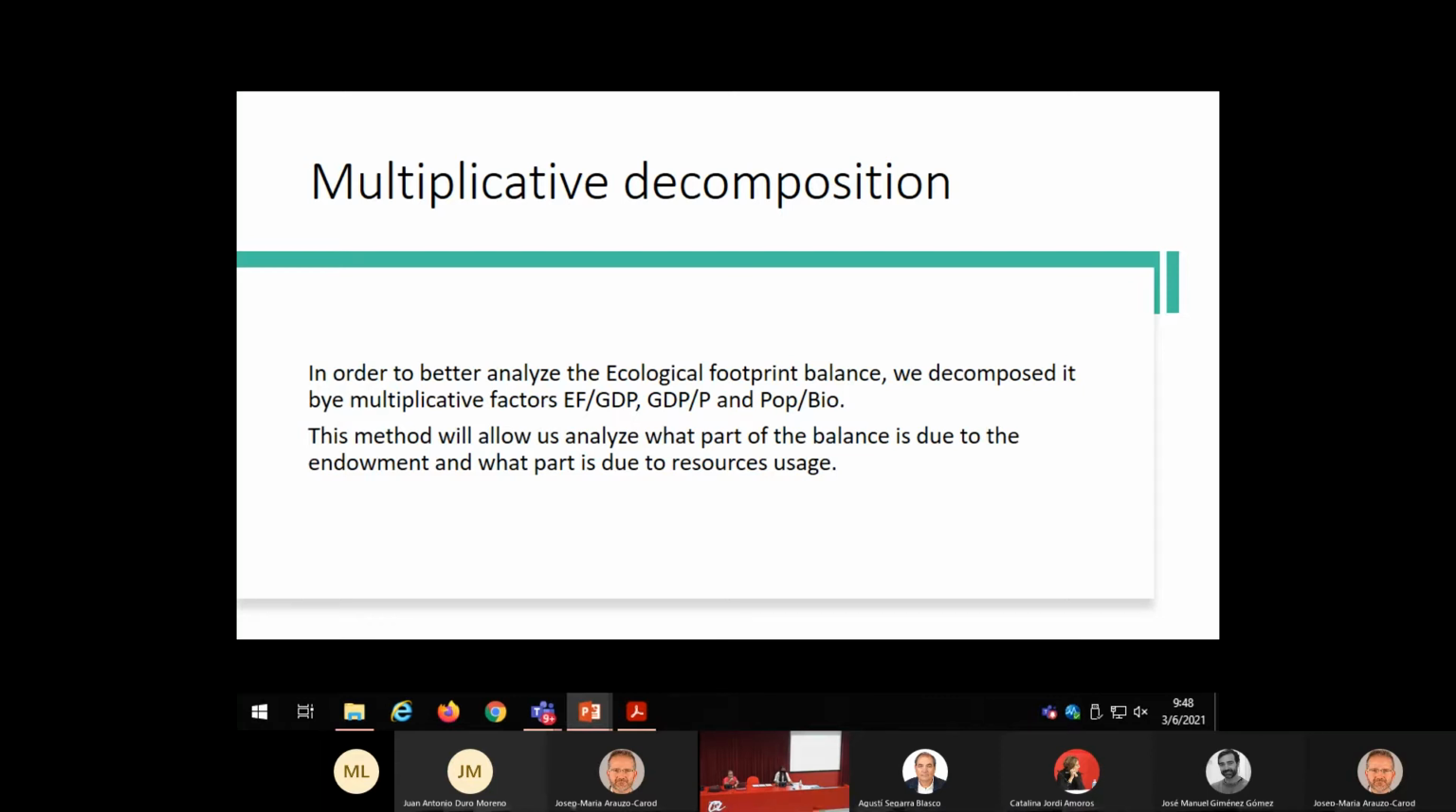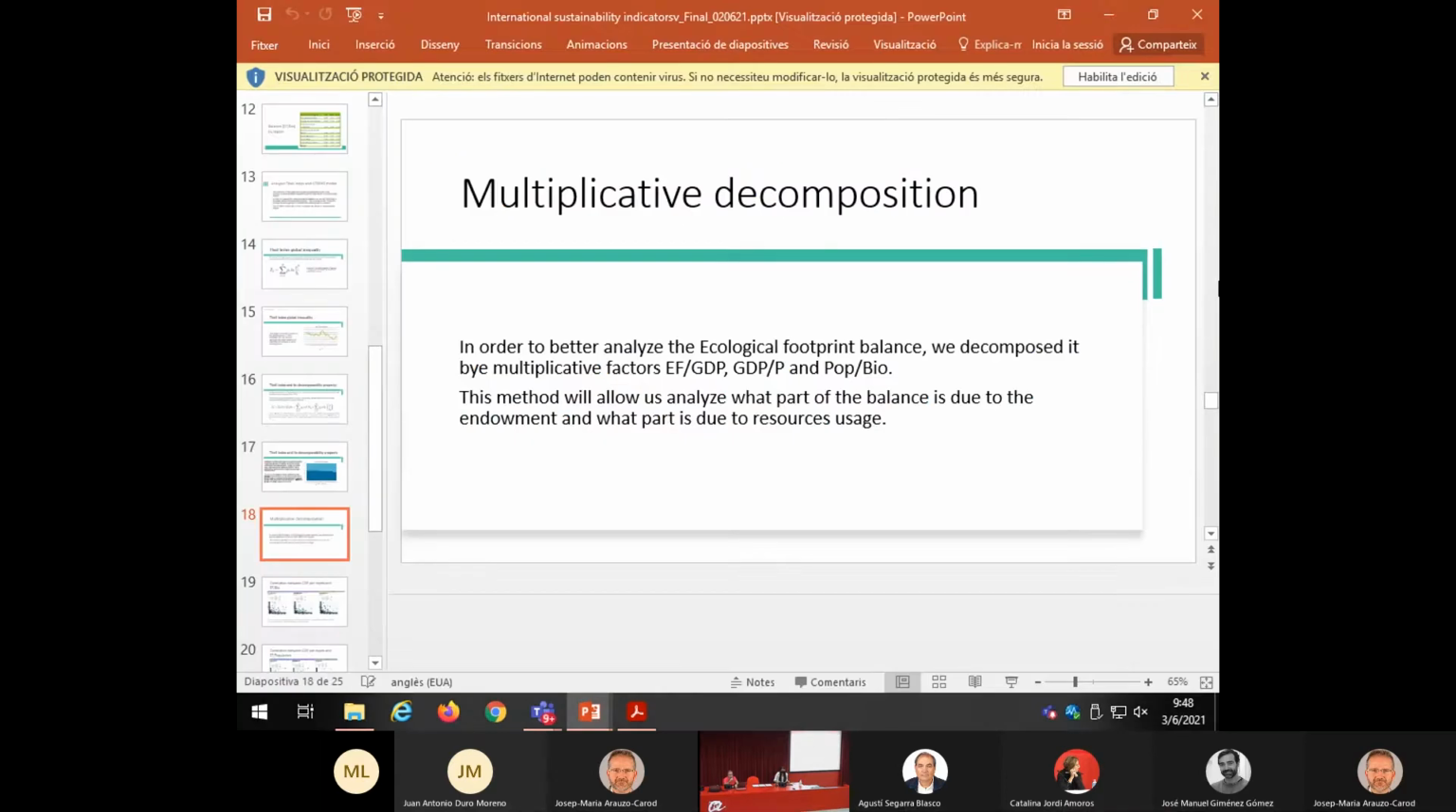Any other questions? A huge country with very small ones. Because at the end you are taking all of them as the same units. No, they're weighted by their biocapacity. Okay, they're weighted. Okay, thank you.